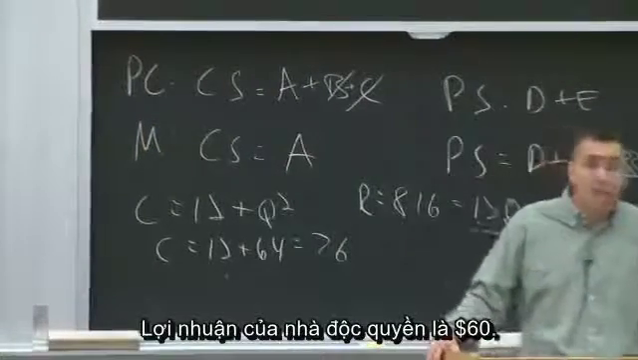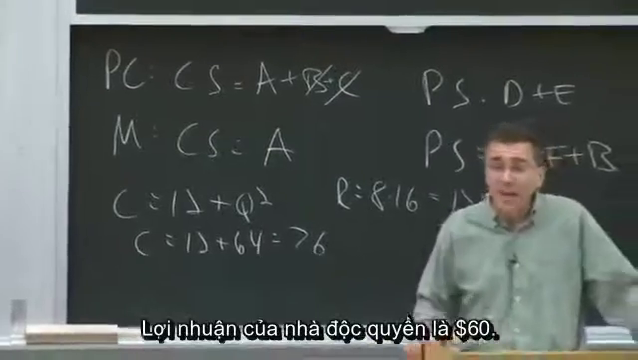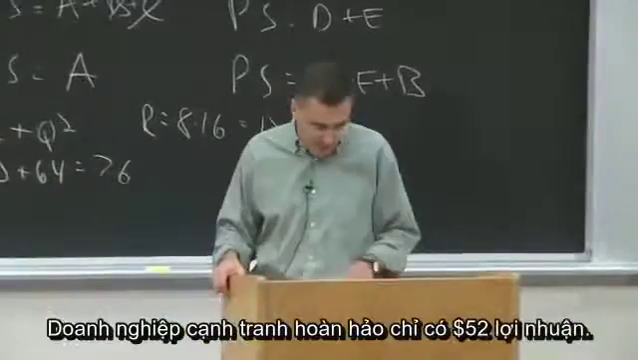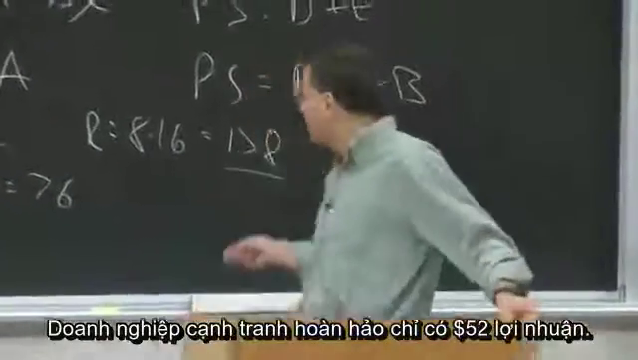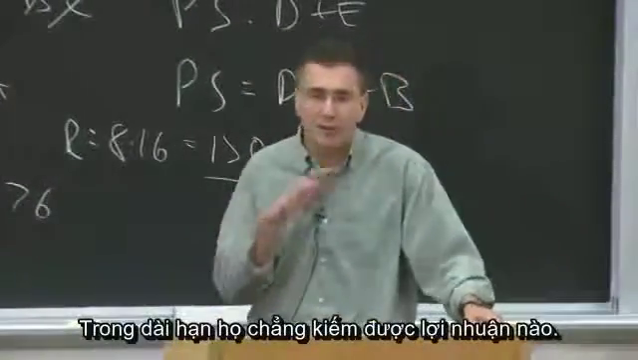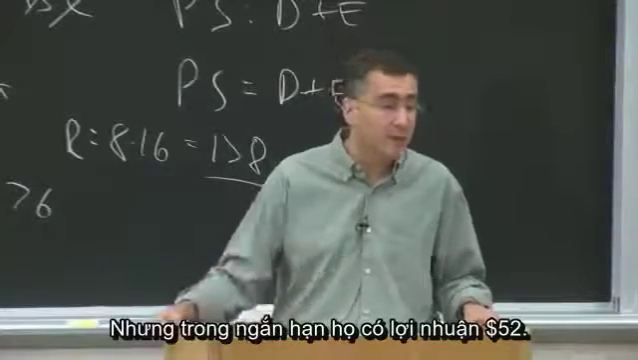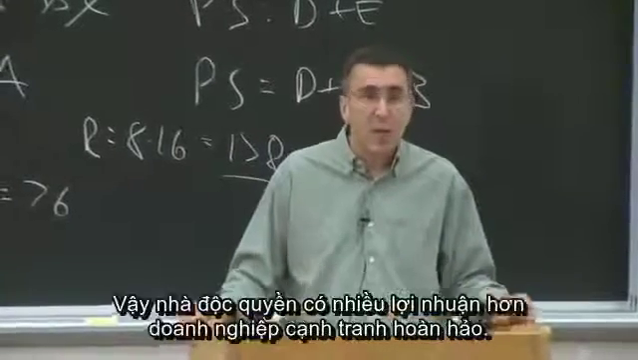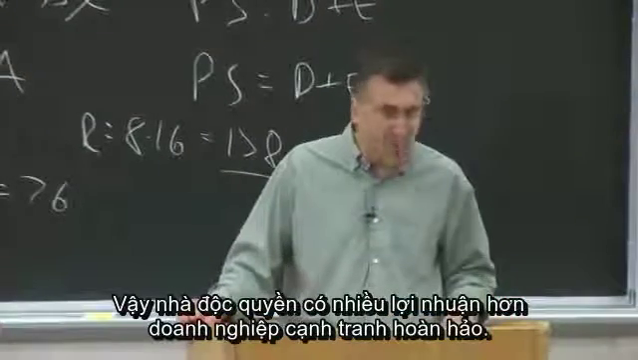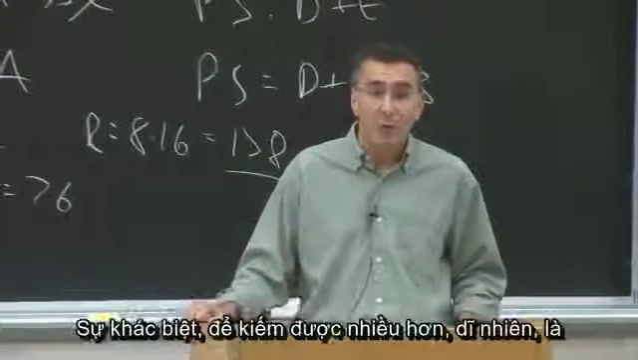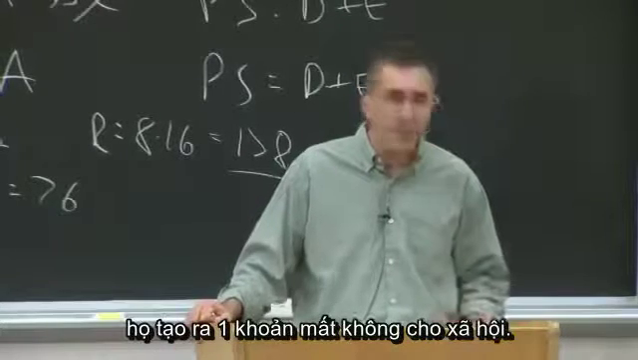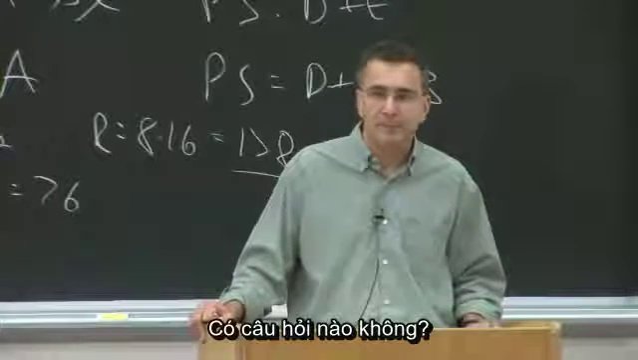The monopolist's profits are 60. So the monopolist is better off than the competitive firm would be. The competitive firm would only make profits of 52, in the short run, obviously. In the long run, they make no profits. But in the short run, they make profits of 52, and the monopolist makes profits of 60. The difference, of course, is that to do so, they cause a social deadweight loss. Questions about that?